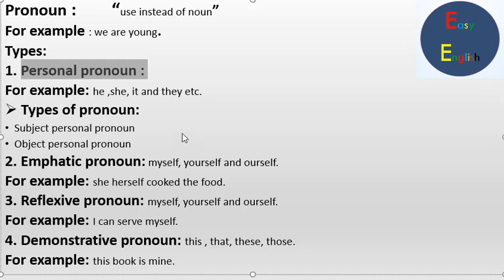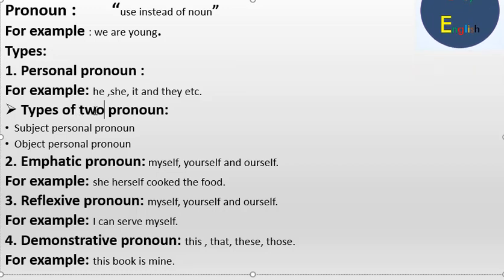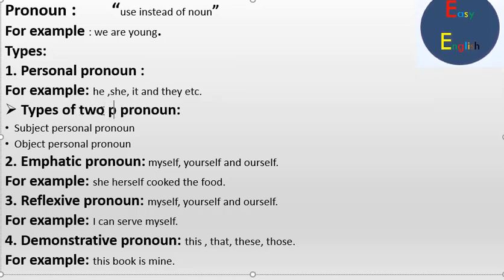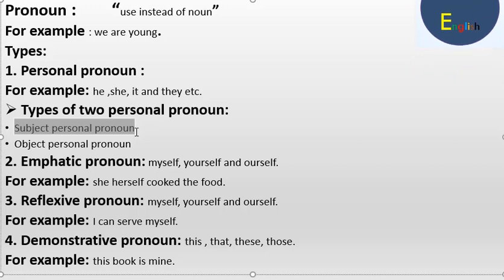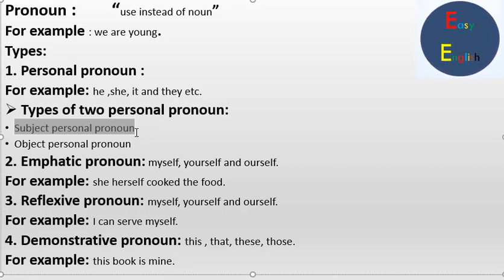There are two types of personal pronoun: subject personal pronoun and object personal pronoun. What is meant by subject personal pronoun? Here the pronoun is used and acts as the subject of the sentence, and is called a subject personal pronoun. For example, I would like to go to the party. Here I is used in the place of the subject, so it plays the role of subject personal pronoun.